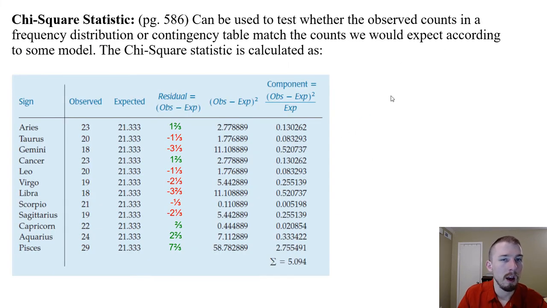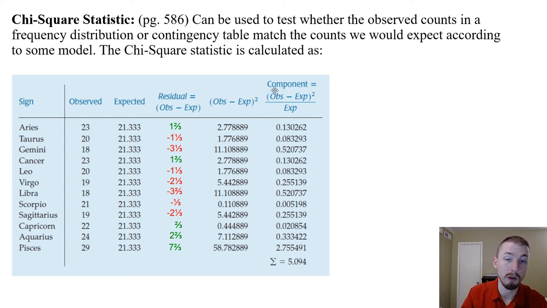Anyway. All right, so the chi-square statistic can be used to test whether observed counts in a frequency distribution or a contingency table match the counts we were expecting according to some model. The chi-square statistic is calculated as we did here. It's the sum of all the components of the chi-square test. We take our observations minus the expected amounts to get the residuals, square the residuals, and then divide the squared residuals by the expected value to, not necessarily standardize it, but basically to make it into something similar to variation. Then we take the sum of all of those together to get our chi-square statistic.